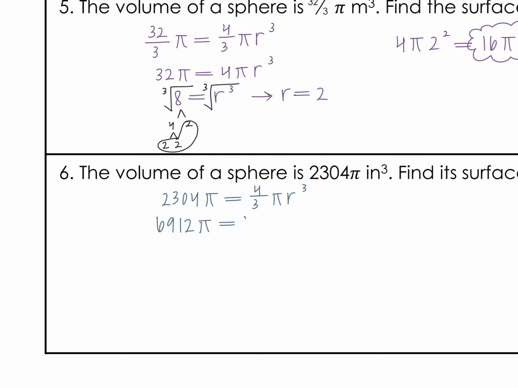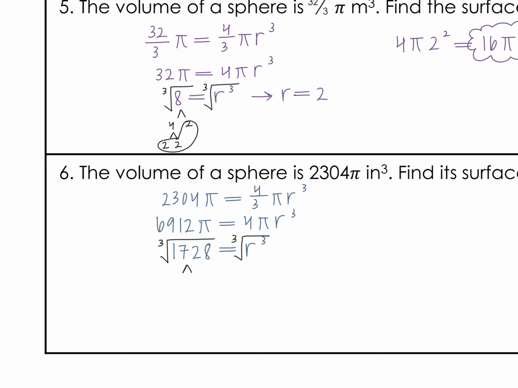Pi is equal to 4 pi radius cubed. Now I'm going to divide both sides by that 4 pi, and I'm going to end up with 1,728 is equal to my r cubed. Okay, so like before, we're going to take the cube root to figure out what my radius is.